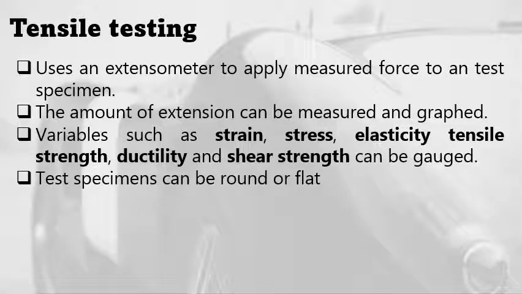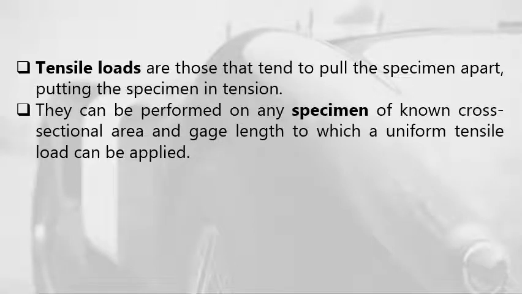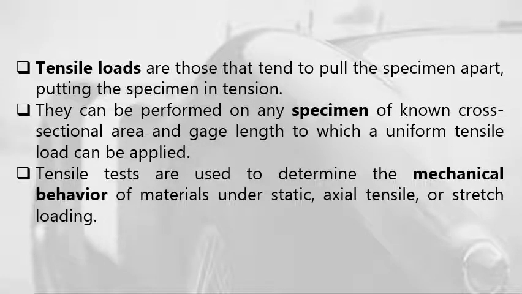The test specimens can be round or flat. In a tensile test, the tensile loads are those that tend to pull the specimen apart, putting the specimen in tension. They can be performed on any specimen of known cross-sectional area and gauge length to which a uniform tensile load can be applied. Tensile tests are used to determine the mechanical behavior of materials under static, axial, or stretch loading.